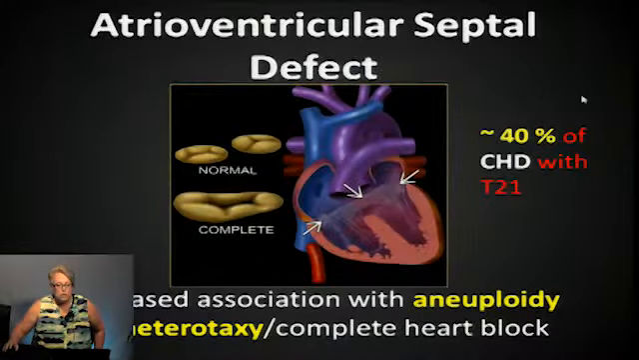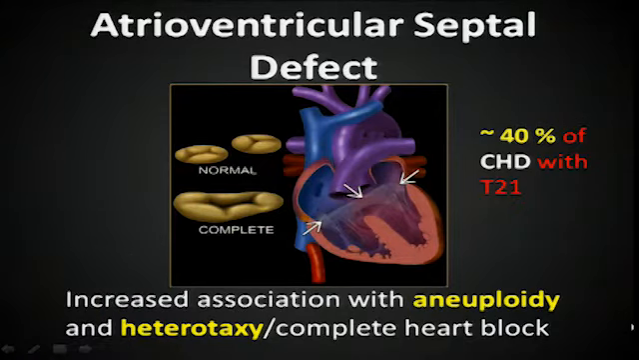So atrioventricular septal defects, that's where you have this crux or the center of the heart that can be absent. It has increased association with aneuploidy and heterotaxies and complete heart block. 40% of babies with trisomy 21 are going to have this type of AV canal or defect. So when you see this, start looking for other signs.